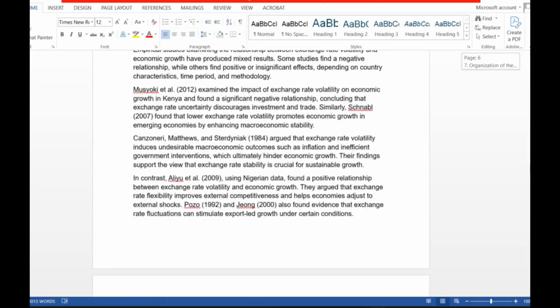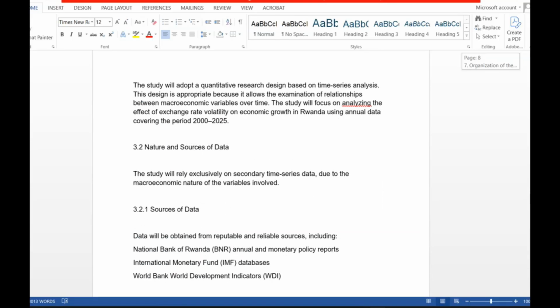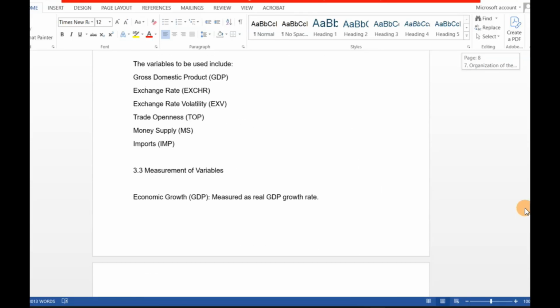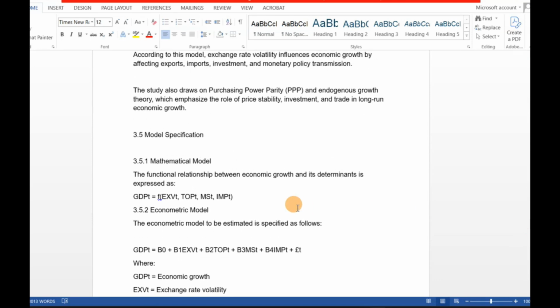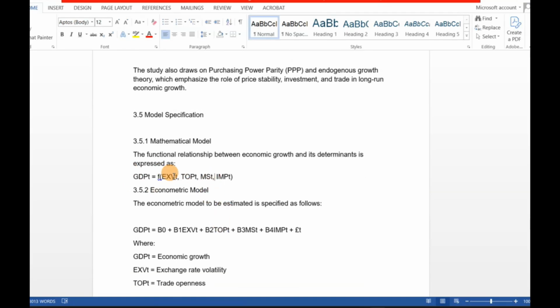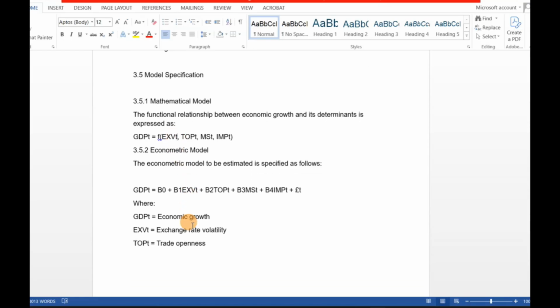Can we check the model for this topic? The model specification: economic growth, exchange rate volatility, trade openness.